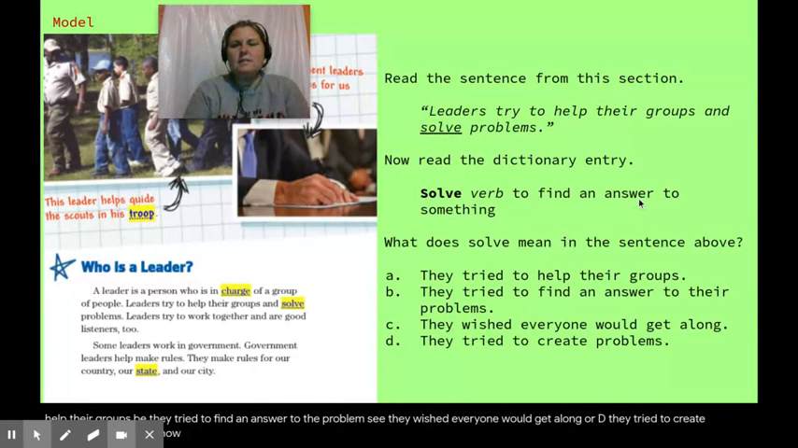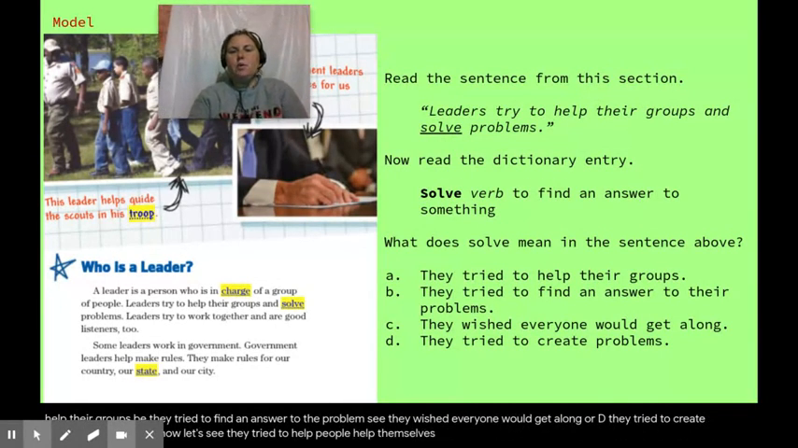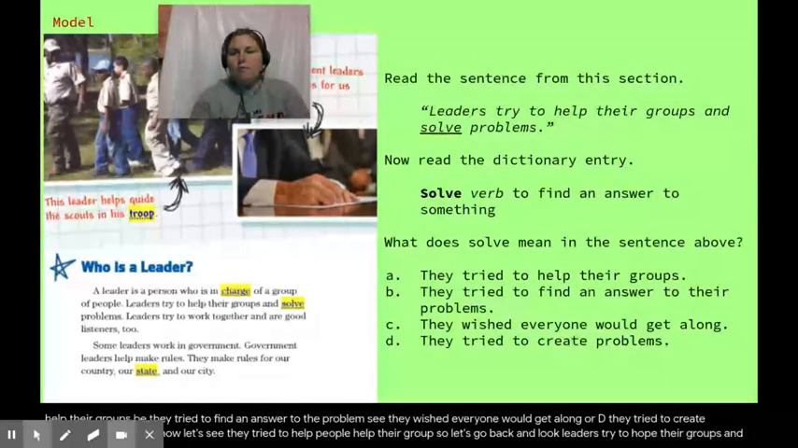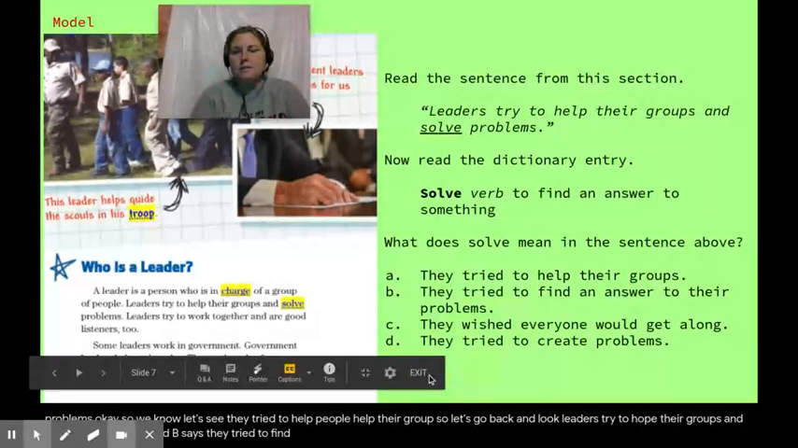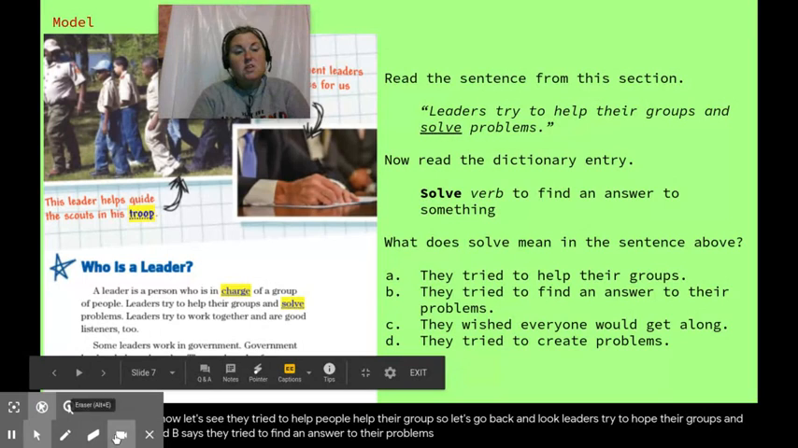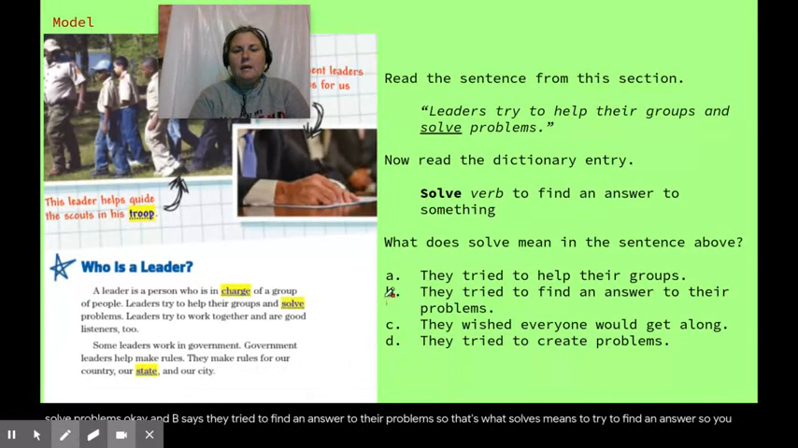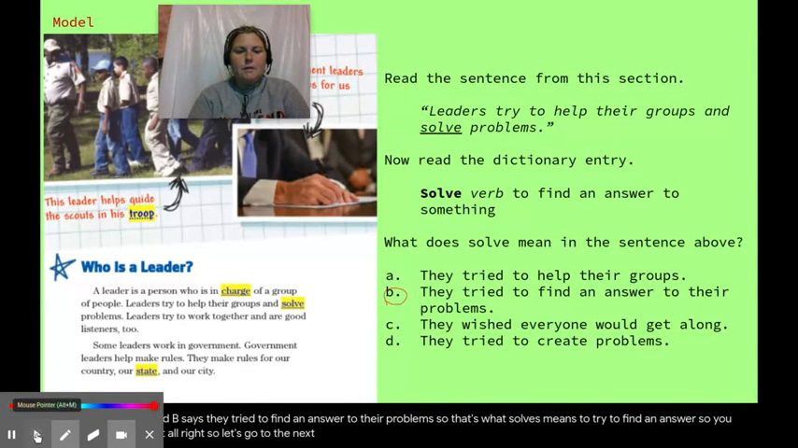Okay, so they tried to help their groups. So let's go back and look. Leaders try to help their groups and solve problems. Okay, and B says they tried to find an answer to their problems. So that's what solve means, to try to find an answer. So you would circle B like that. All right, so let's go to the next one.